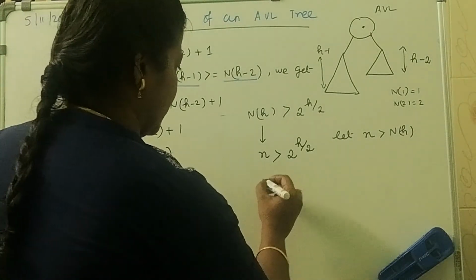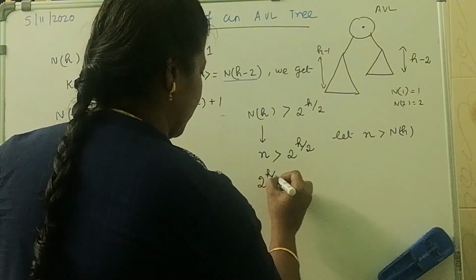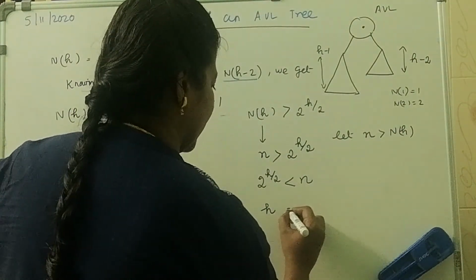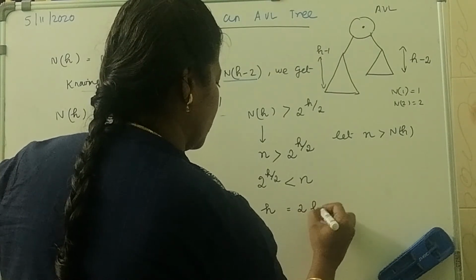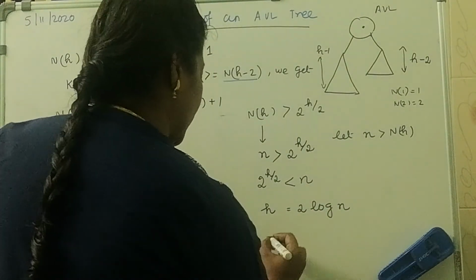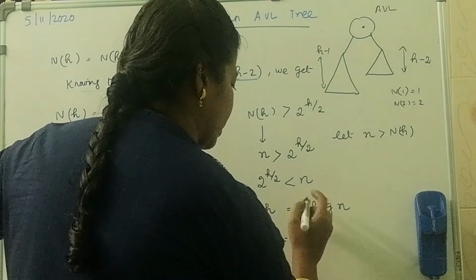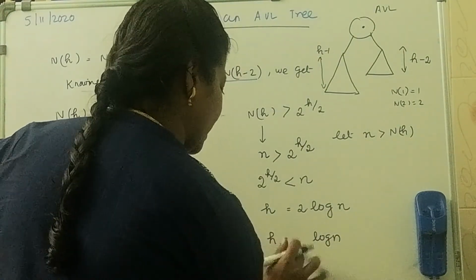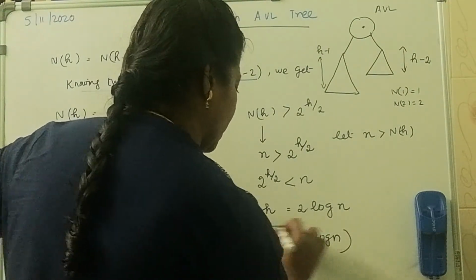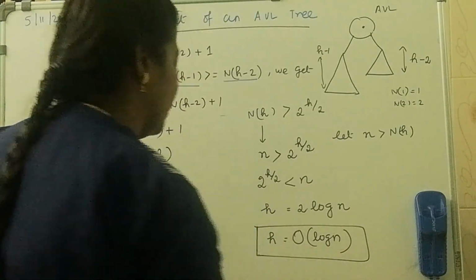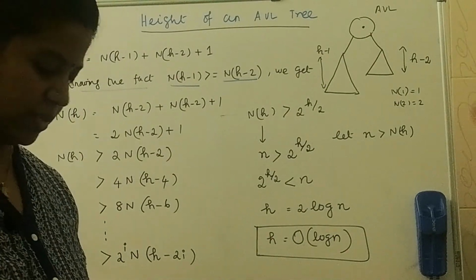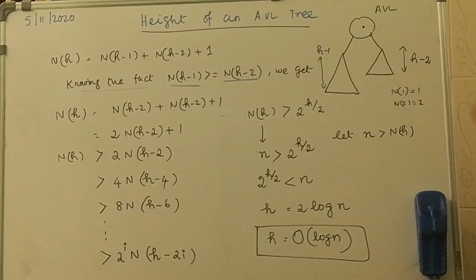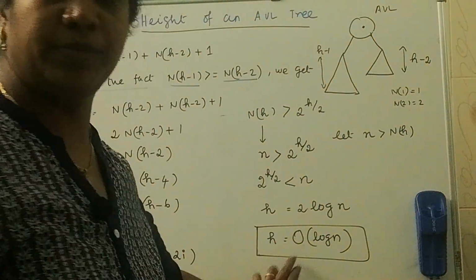From this we can write 2 to the power h by 2 is less than n, and if you want h, what we can write is h is less than 2 into log of n. So from here I can ignore this constant, and then some constant into log of n, which I can write as order of log n. Note down, the height of such an AVL tree whose height is h is log of n. So hence the proof. Thank you.